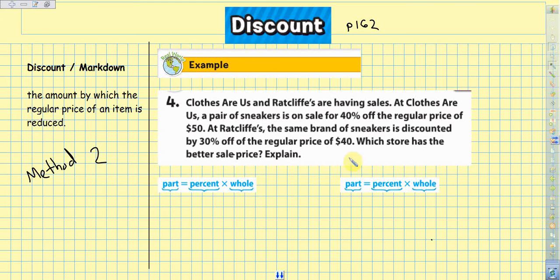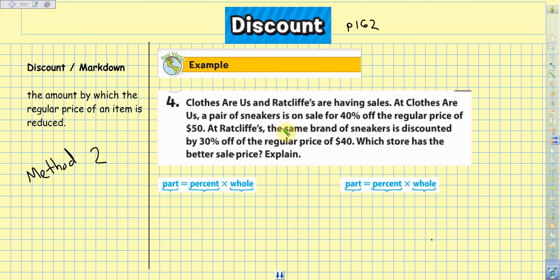So let's go through this and let's look at this nice, big, long comparing word problem. Okay, so Clothes R Us and Ratcliffe's are having sales. At Clothes R Us, a pair of sneakers is on sale for 40% off the regular price of $50. At Ratcliffe's, the same brand of sneakers is discounted by 30% off the regular price of $40. Which store has the better sale price? Explain. Okay, so let's go back through and let's take a look at some of this.